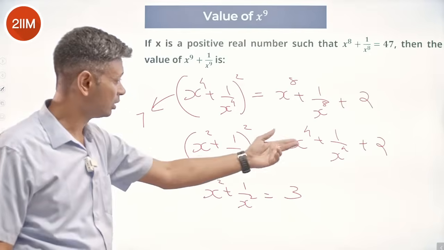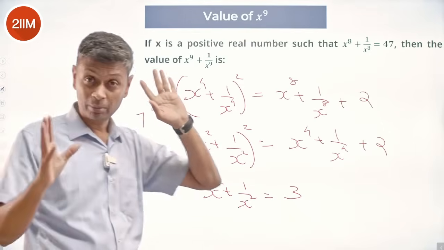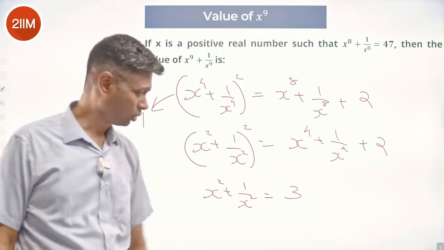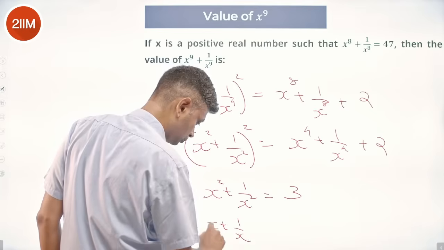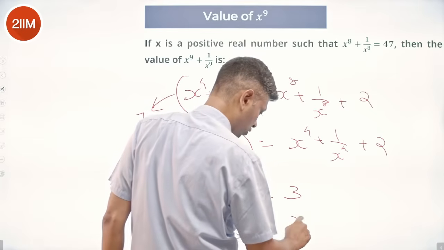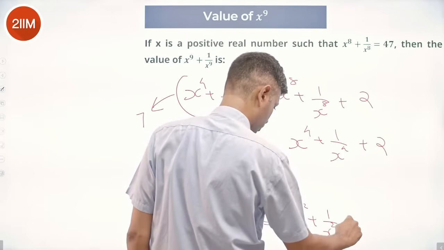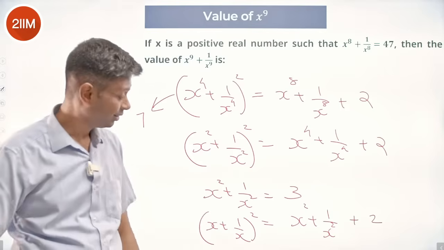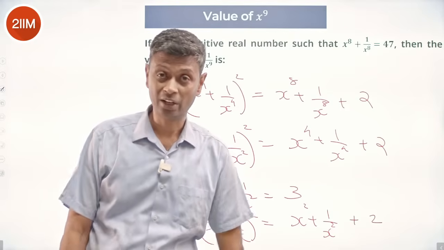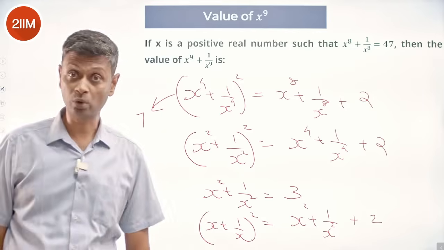3 square is 7 plus 2. So far so good. Also x is a positive real number. I had completely forgotten that, but doesn't matter. So (x + 1/x) whole square is x^2 + 1/x^2 + 2. (x + 1/x) whole square is 3 + 2, 5, or x + 1/x is root 5.